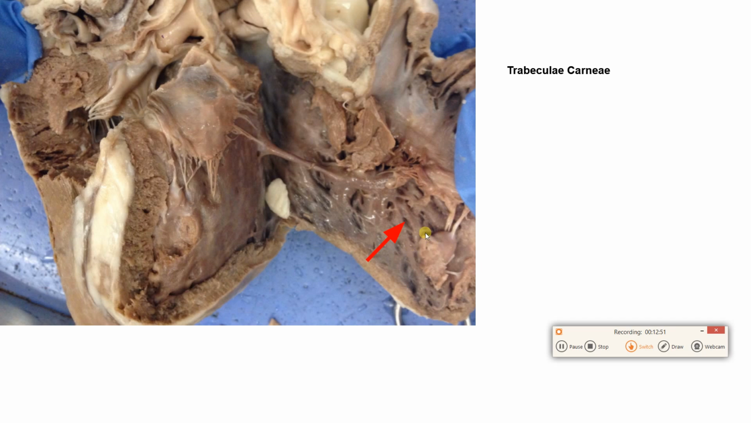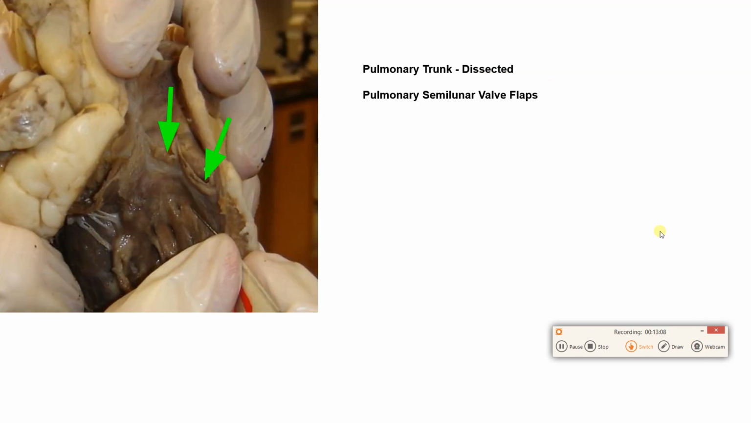We also have some ridges of muscle in the ventricle wall here, not associated with a valve flap. And these ridges of muscle are the trabeculae carneae, literally ridges of meat. And with that, we're done with that view of the right ventricle.